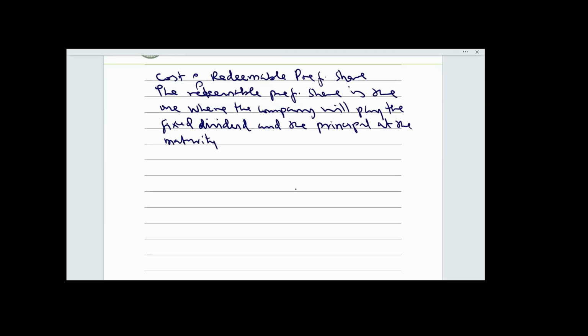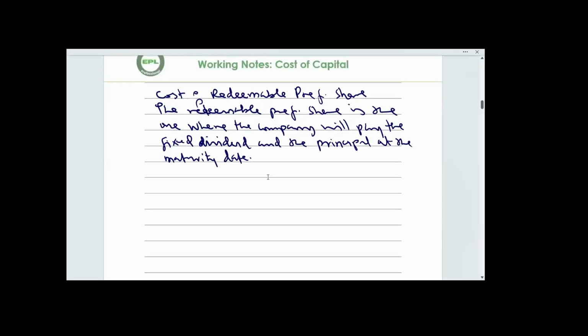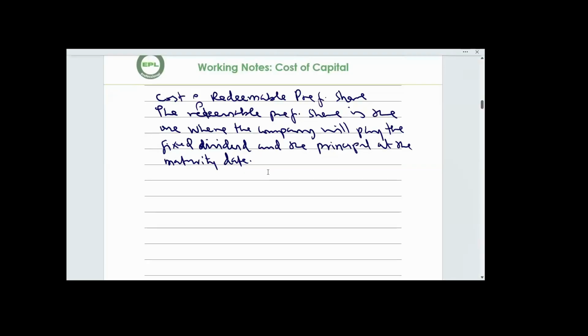Let's say, for example, the preference share has 5 years maturity. So every year the company will be paying fixed dividend. Year 1, the company will pay dividend. Year 2, pay dividend, up to the final year, which is year 5. Then in that final year, the company will pay the fixed dividend plus the principal sum. All right. So that is redeemable preference share.